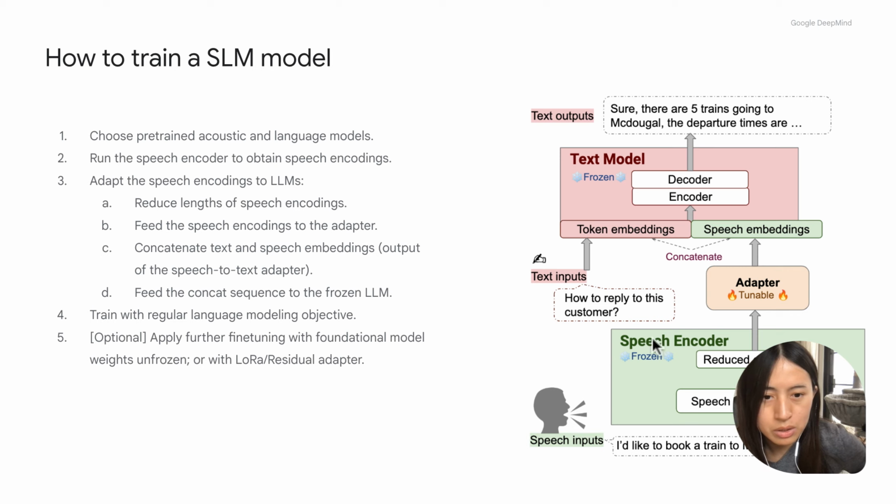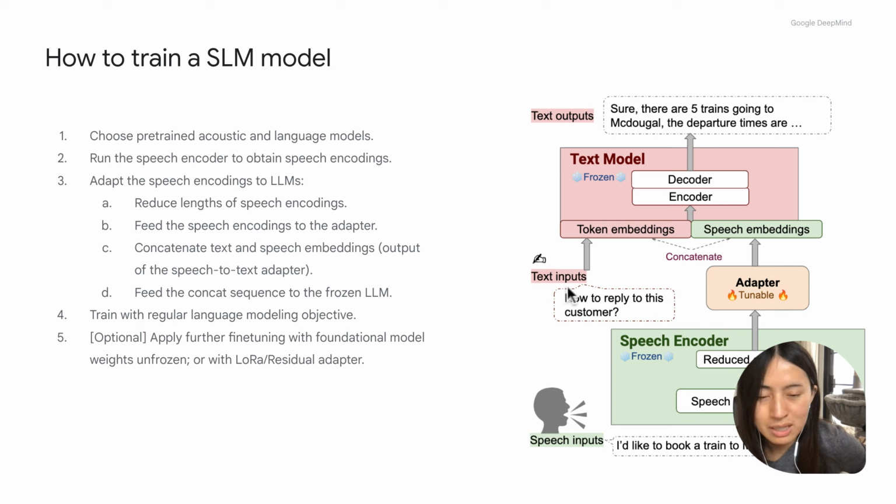First step is we reduce the length of the speech encoding. This allows the model to handle longer speech inputs, but if we don't do the speech reduction, it also works. And second, we feed the speech encoding to the trainable adapter. The adapter model takes the speech encoding and produces the speech representation. We call that speech embedding, and we concat the text embedding together with the speech embedding.